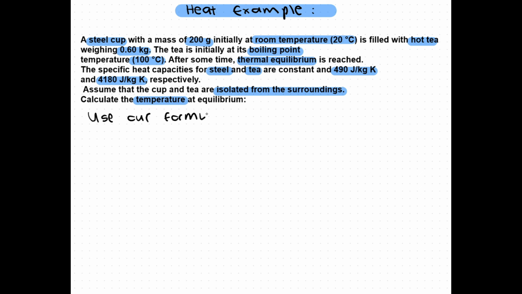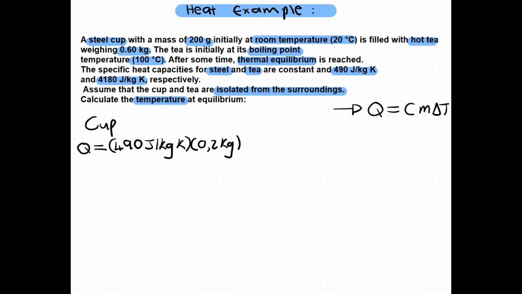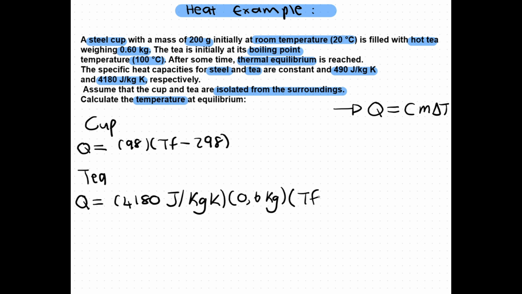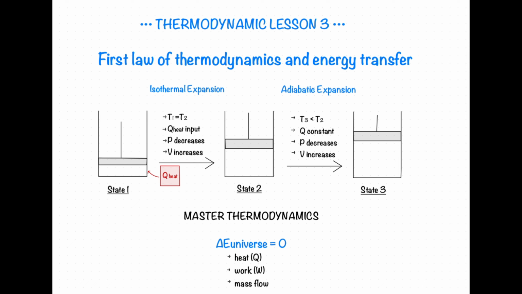Thus, we know that the heat the tea loses is equal to the heat the cup gained. Thus, we can use our conduction formula for no work. We plug in the values for the cup and simplify, as well as for the tea, and then we solve the equations simultaneously and get a final temperature of 103 degrees Celsius. And that's our first few calculations with work and heat.